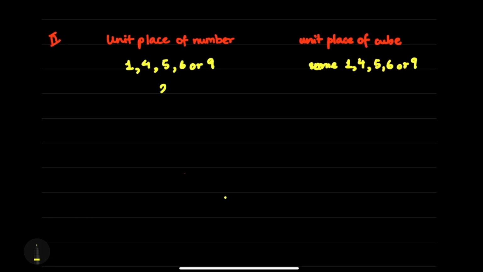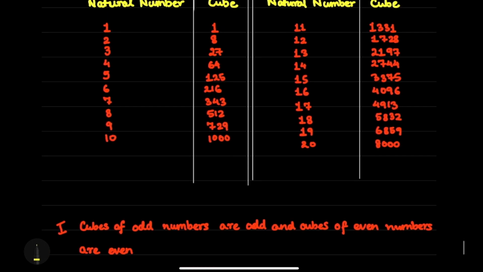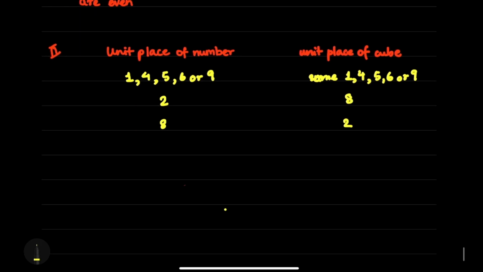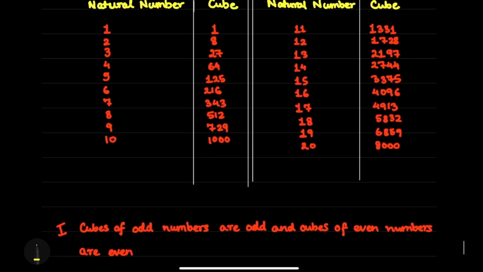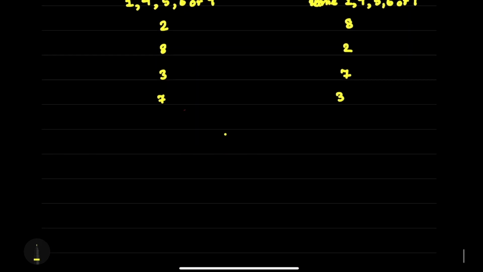We'll write that. For 2, we have 8, and for 8, we have 2. And this goes on: for 3, we have 7, and for 7, we have 3. So these are interchangeable. 8 and 2 are interchangeable and 3 and 7 are interchangeable. Let's write that down: 3 and 7, and 7 and 3, so it's easier to understand. And finally we have 0. For 0 we'll always have 0 in the unit place, and that was the same in squares as well.